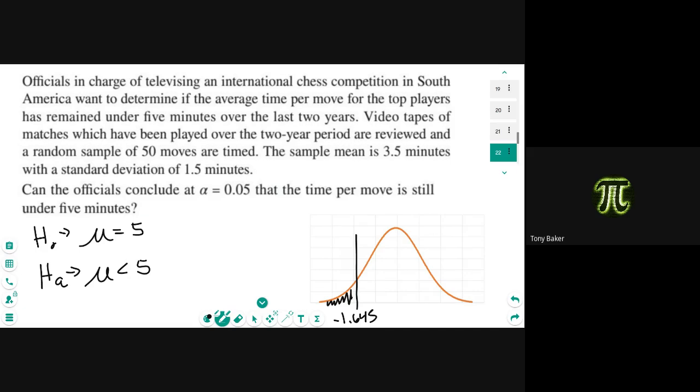Is it because it says in the beginning that they wanted to determine which would be unverified? Yeah. Okay, so that's how you kind of get what. Well, no, actually, because it says the final question is, can the officials conclude a significance of still 0.05? That's still under 5 minutes.